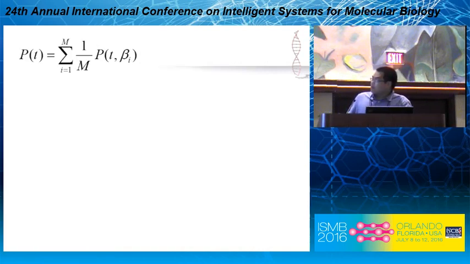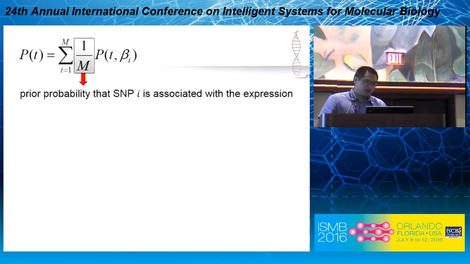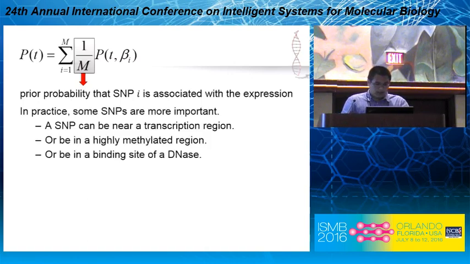So this is the function again. This is a very important function, and I will now discuss what this 1 over m is and what this t is. Let's talk about 1 over m first. 1 over m is the prior probability that the SNP i is associated with the expression. In practice, some SNPs are more important because a SNP can be very close to transcription start sites, or it is located in highly methylated regions or DNase sites. So you probably would not want to use a uniform prior probability.